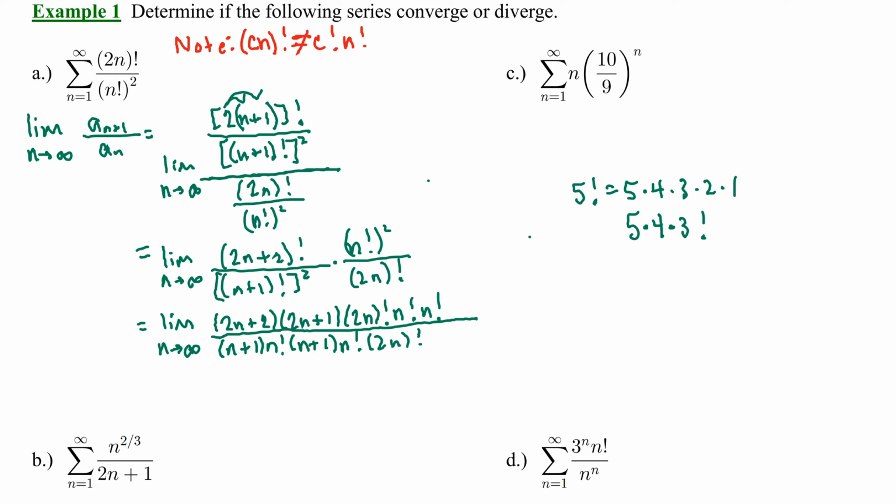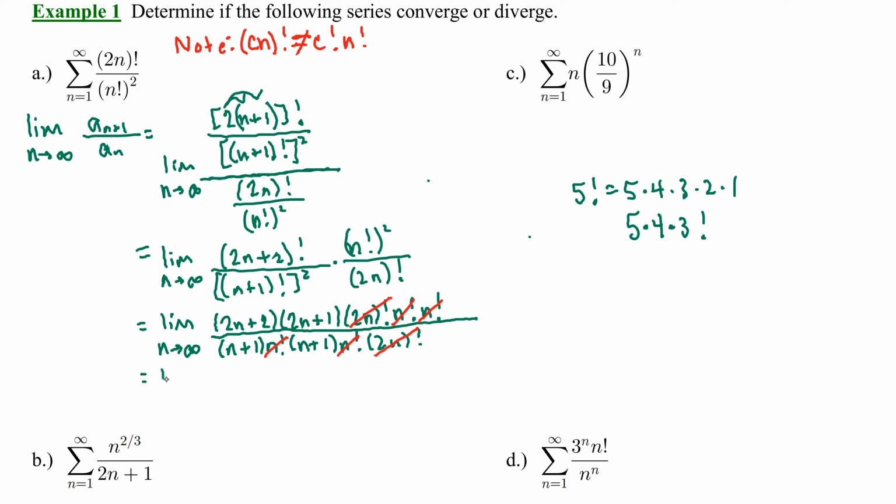Let's reduce our common factors. We've got n factorial times n factorial in the numerator. Both of those will cancel here. We have a 2n factorial, which cancels. And notice what's left. We simply have a polynomial.